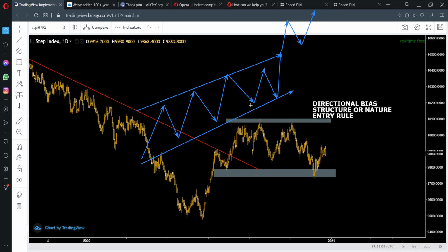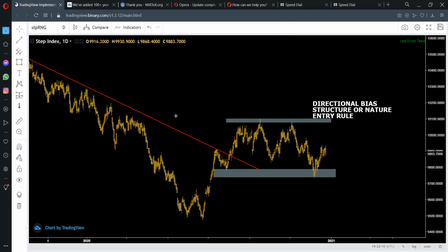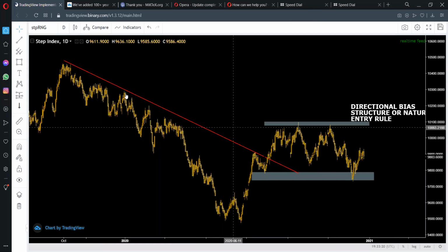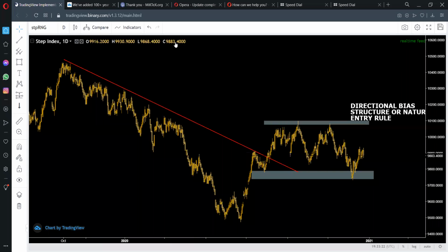So from the step index, looking at the step index recently, the market was in a downtrend from here. It is in a downtrend like this. This is the trend. The market was in a downtrend, and then we get the double bottom here.